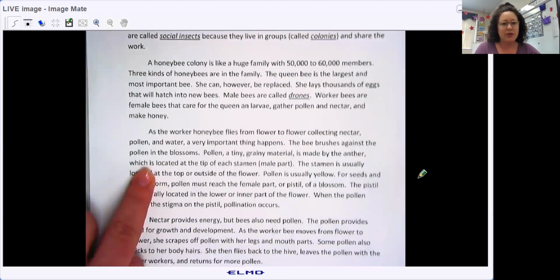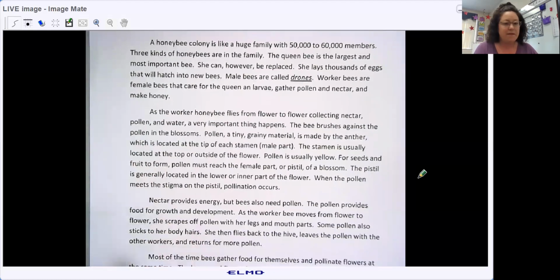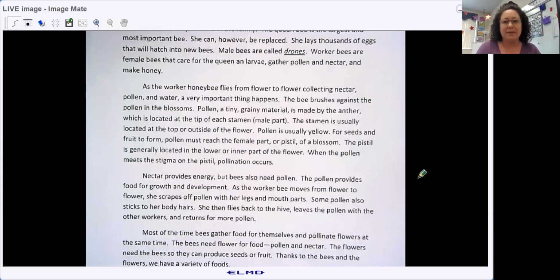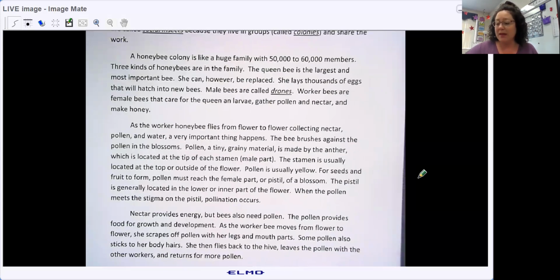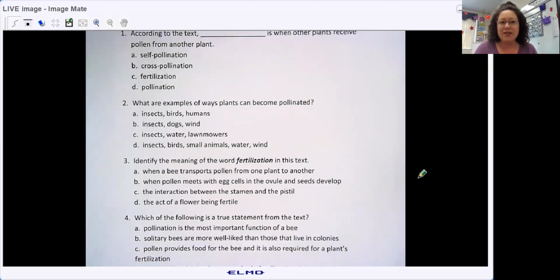Now you're going to read the next 4 paragraphs. 1, 2, 3, 4. They're at the bottom. You're going to read them independently, or you can read them out loud with mom or dad. That's your choice. And then when you finish, you are going to answer these 4 questions on your discussion post.